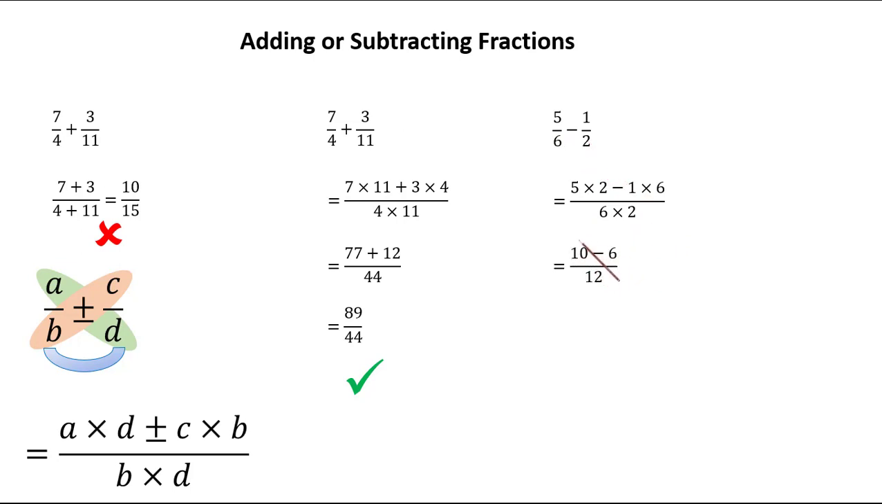So we have 10 minus 6, the whole upon 12, which is 4 upon 12, and then we can reduce this to 1 upon 3. 4 ones are 4, 4 threes are 12. So the answer to this is 1 over 3.